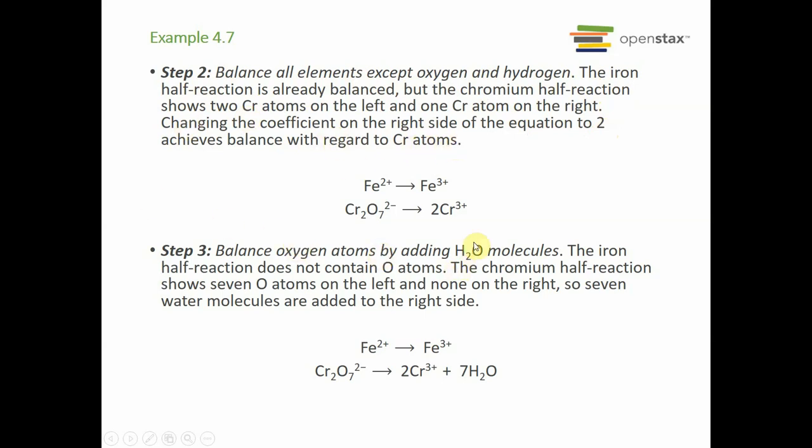Balance the oxygen atoms by adding H2O molecules. The iron half reaction does not contain oxygen atoms. The chromium half reaction shows 7 oxygen atoms on the left and none on the right. So 7 water molecules are added to the right.